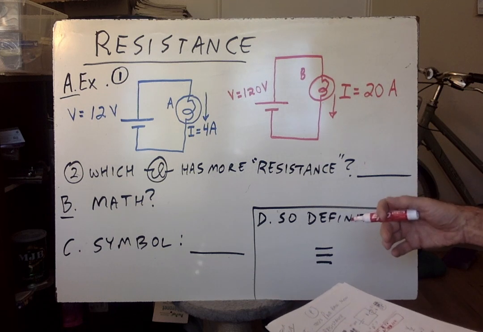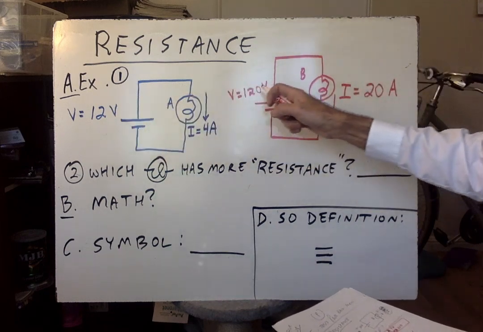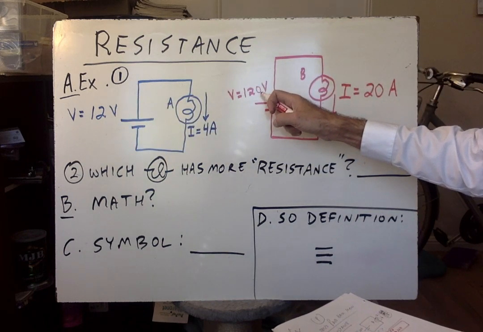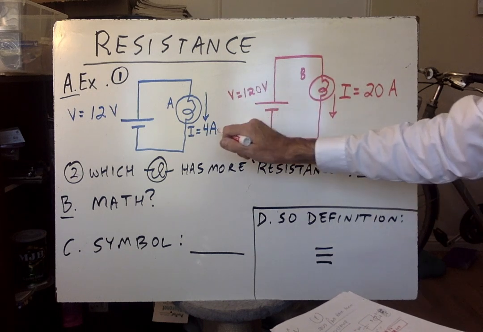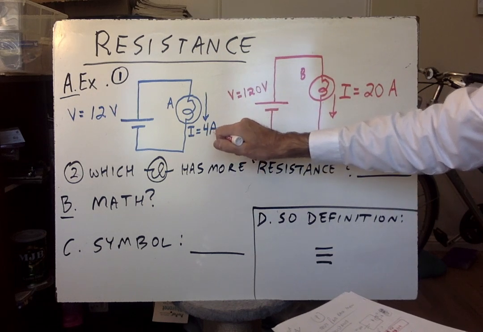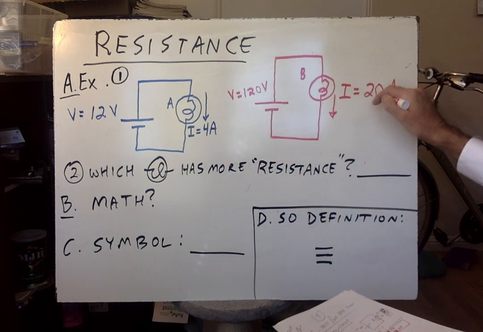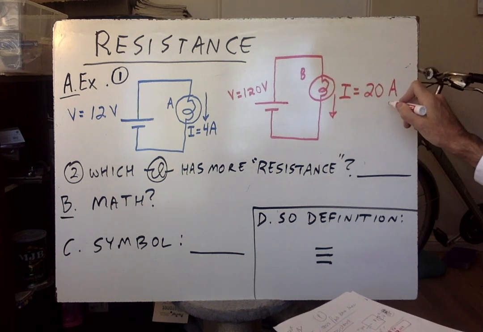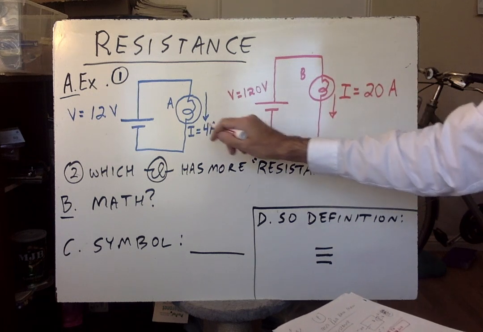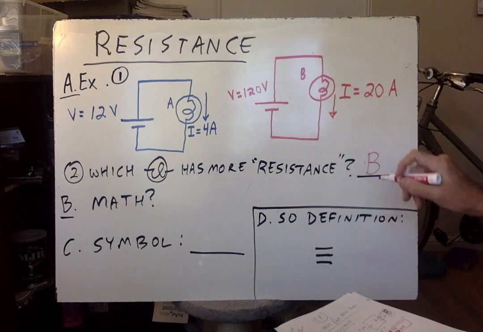But here's the way we can reason it. In going from the blue to the red, we've made the battery voltage 10 times bigger, 12 to 120. So if the lights were the same, we would expect the current to get 10 times bigger, from 4 to 40, but it doesn't. It only goes up to 20. So again, this light doesn't have as much current through it as we would expect. So this light must have more resistance than that light. All right, so the answer again is B.